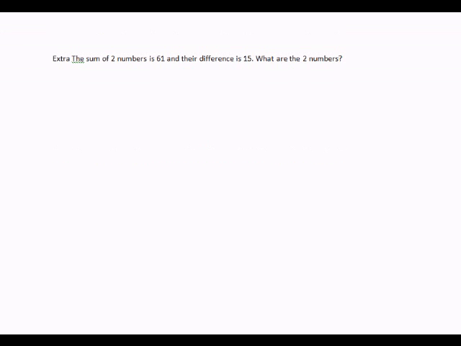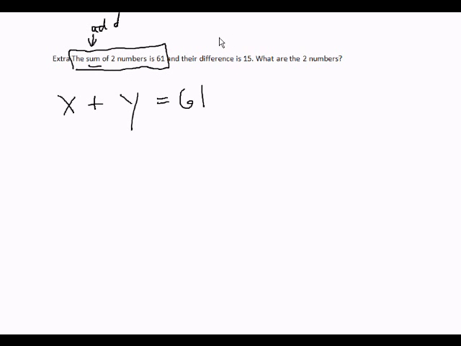Okay, I think we have 2 problems left. Here's a word problem that I couldn't find in the book, so I created my own. It says the sum of 2 numbers is 61. Sum means we add, right? So when I add 2 numbers, they equal 61. Since we've been using x and y this whole time, I'm going to say when I add x and y, two different numbers, their sum is 61. That's the first equation.